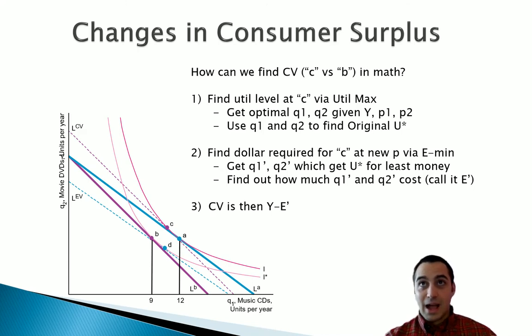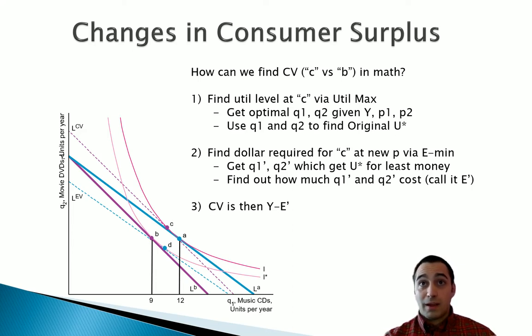This is basically how you go through to find CV. In order to find CV, we need to find C and B. To find C, first, get your optimal Q1 and Q2 by performing the relevant utility maximization. Using Q1 and Q2, you can find your original maximized utility. We'll call that U star. Then, our next goal is to find the dollars required to reach this U star at the new prices. To do this, we'll perform an expenditure minimization subject to the U star we originally had before the price changed, but do it at the new prices.